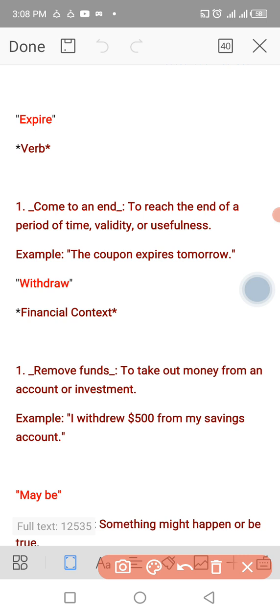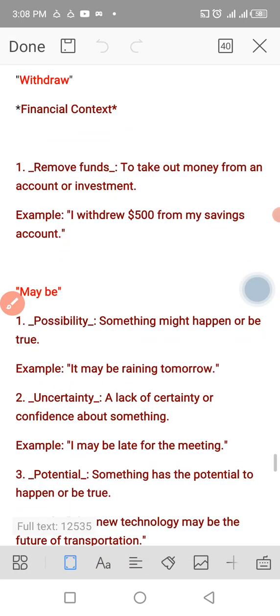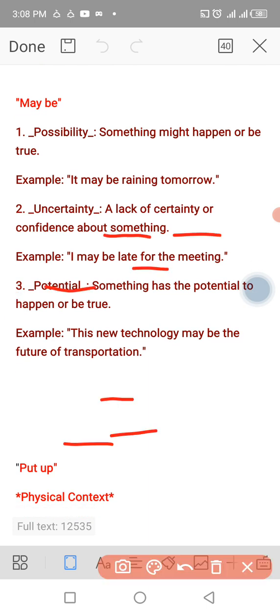Expire means to come to an end, to reach the end of a period of time or validity. The coupon expires tomorrow. Withdraw means to remove funds, to take out money from an account or investment. I withdrew $500 from my savings account. May be expresses a possibility that something might happen or be true. For example, it may be raining tomorrow.